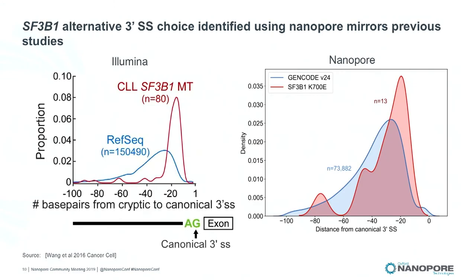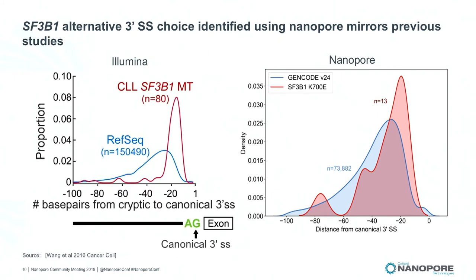So first, of course, we looked at alternative 3' splicing, and indeed, we did see an increased amount of alternative 3' splicing in the mutant, and we were able to recapitulate another characteristic of mutant SF3B1, and that is this red distribution. It's a length distribution, the length from the cryptic 3' splice site to the canonical 3' splice site. And with Illumina data, it was found that in SF3B1 mutant, the cryptic splice sites tended to be about 20 base pairs upstream of the canonical 3' splice sites. This is in comparison with the blue distribution, which is all of the annotated 3' splice sites and the distance to the closest cryptic splice site as determined by a genomic sequence. And so with a different sequencing technology, with a different caller, we were able to recapitulate this pattern.